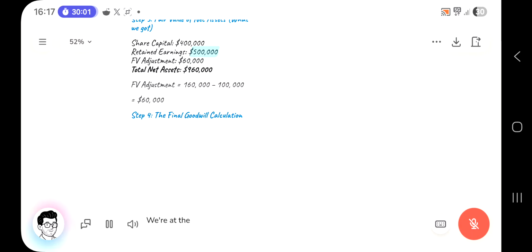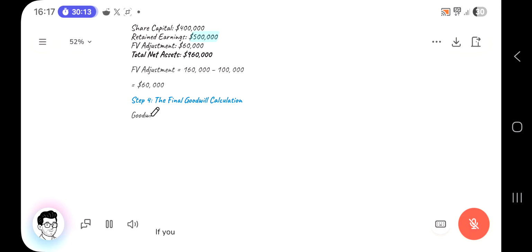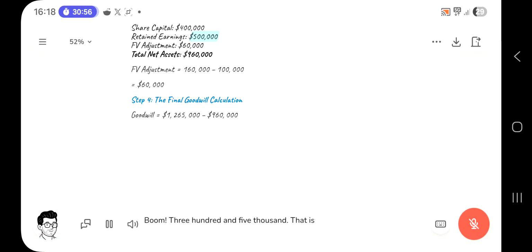Nice. We're at the finish line. Remember our big equation? We take the total value we found in step 2 and subtract the net assets we just found. If you do that subtraction, what total do you get for the goodwill? Boom, 305,000. That is the exact figure in your notes.